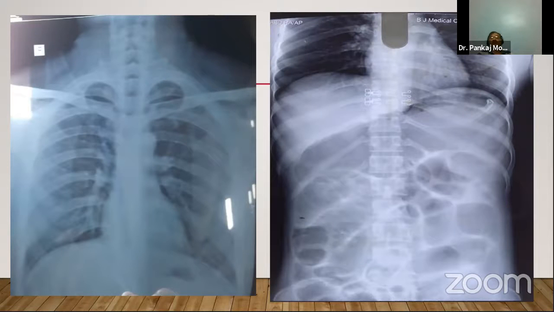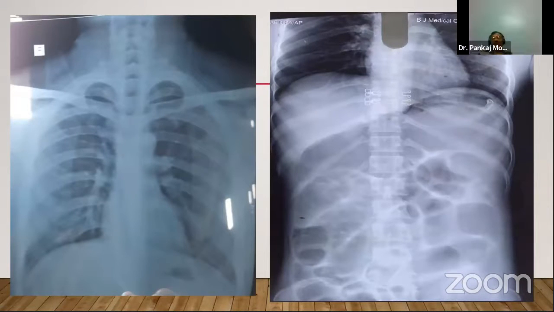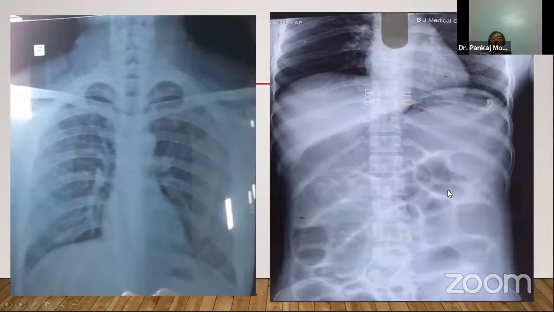So if it is an obstruction, where is the site of obstruction? The site of obstruction could be the distal bowel, the distal large bowel. Why? Do you see the transverse colon? Yes, we can see the transverse colon here. I have doubts, I am not sure. Though the X-ray is not of good quality, I don't see it. Ascending colon I can definitely see here, but I cannot see the transverse colon.